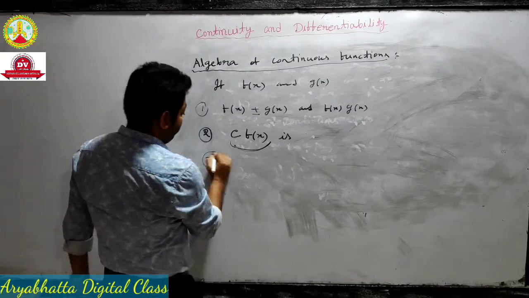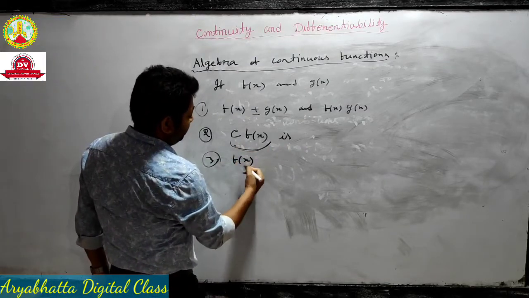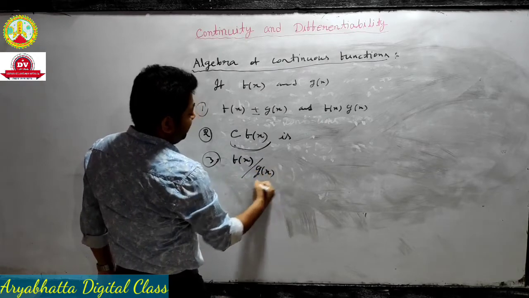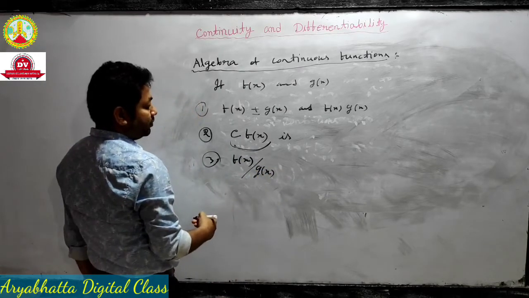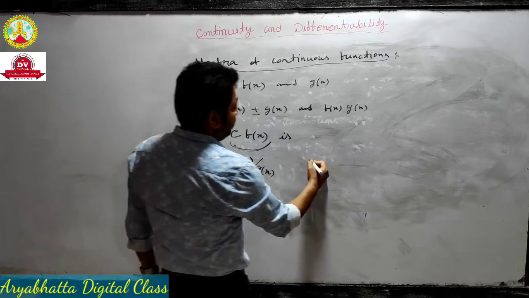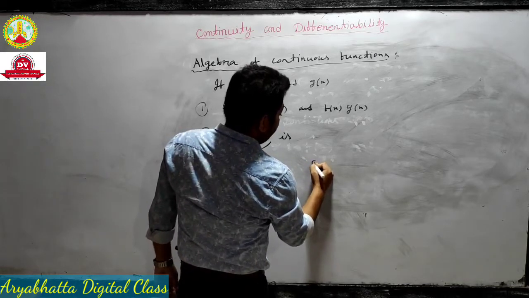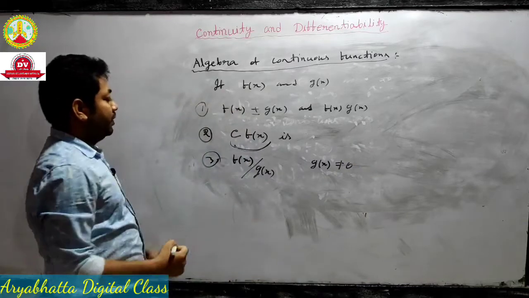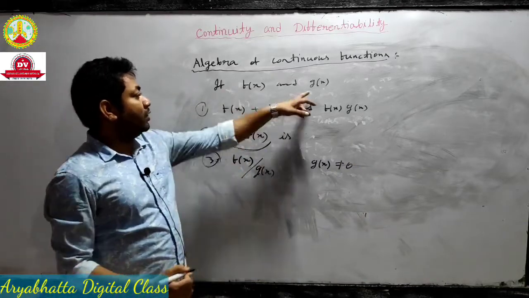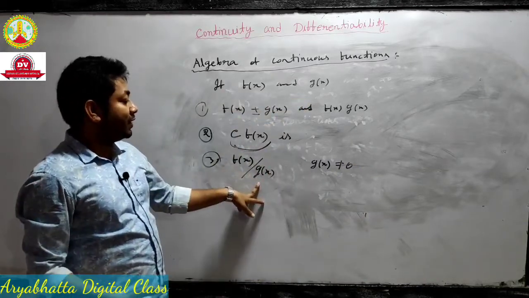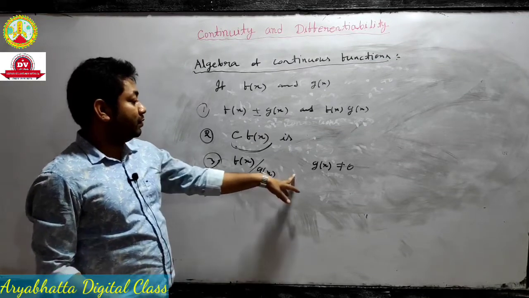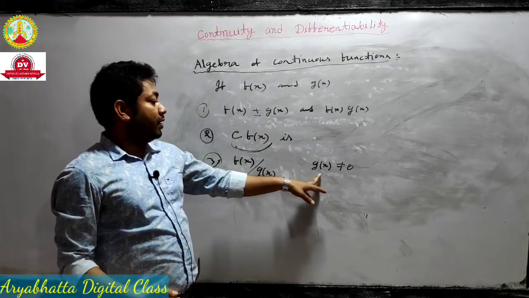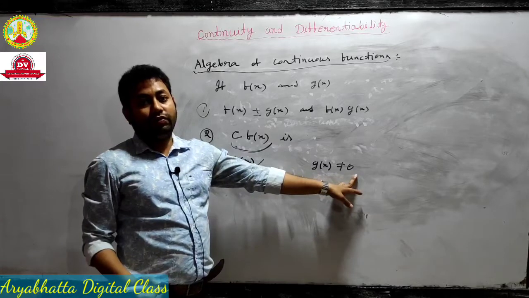Number 3, f of x divided by g of x is a continuous function at all those points, provided g of x is not equal to 0. If f of x and g of x are two continuous functions, then f of x divided by g of x is also a continuous function at all those points where g of x is not equal to 0.